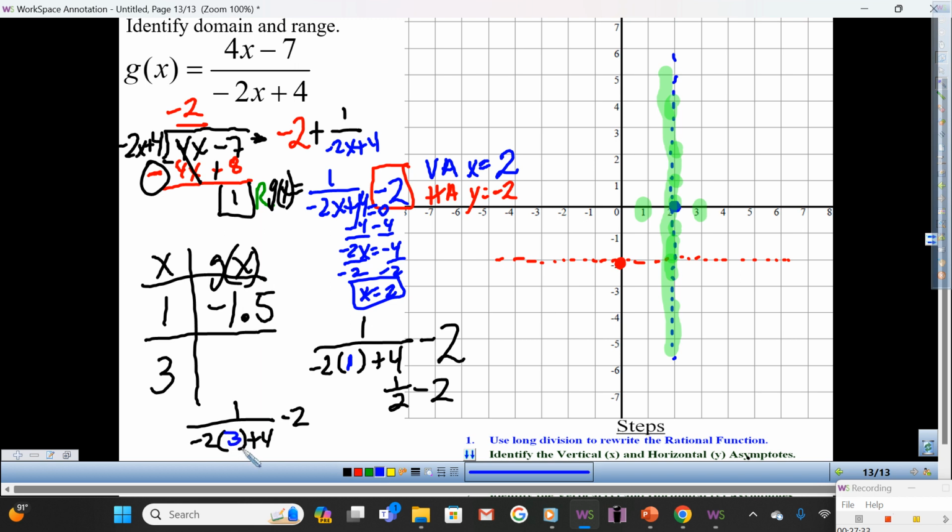Do the second portion for the 3. All right. Mandardi, 3 times -2. -6 plus 4. -2. So this is -1/2 minus 2, and that is -2.5. So let's plot those. 1 and -1.5. 1, -1.5. And 3, -2.5.